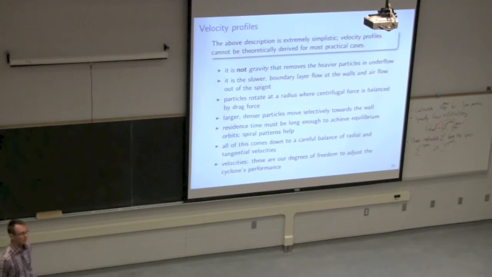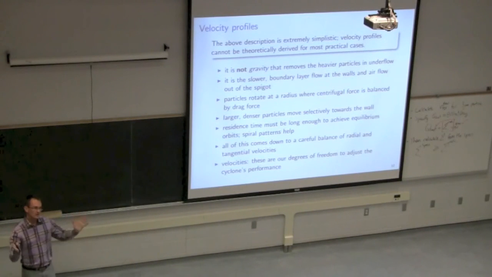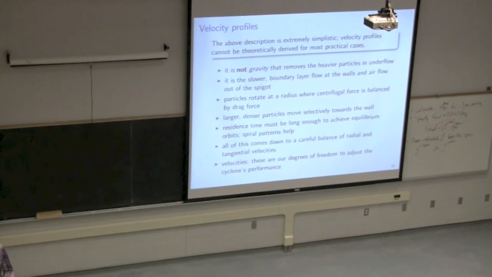Now here's the key understanding we must have. It's not gravity that's pulling those large particles out of the bottom. It's simply the fact that the velocity at the boundary layer of the wall is much, much slower. Those particles go to the wall, accumulate, and drop out. It's the relatively slow velocity that's causing those particles to separate. And you can absolutely prove this to yourself: with a vacuum cleaner, you hold it upside down and it will work just as well as the right way up.